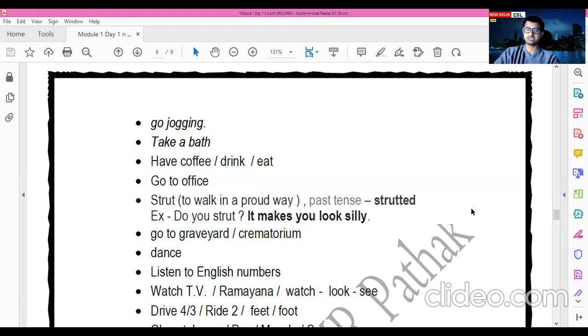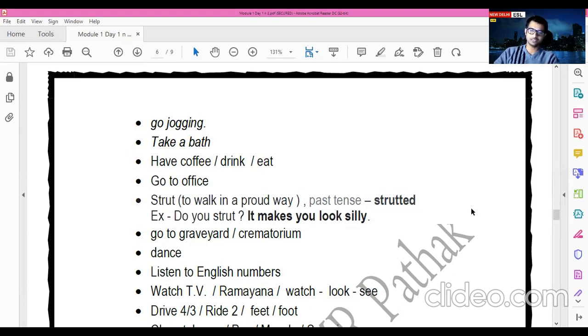Okay, do you strut? Strut means when a person, a silly kind of person having a low IQ level, moves in a very rude way. In Hindi, we call it akar ke chalna. So akar ke chalna is strut. So do you strut? Oh, I don't strut. No, I don't. Okay, fine. It makes you look silly, isn't it? Now come to the next one.